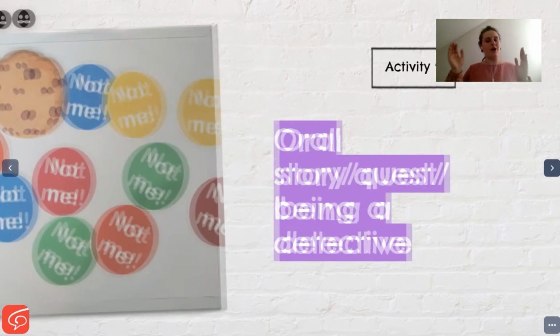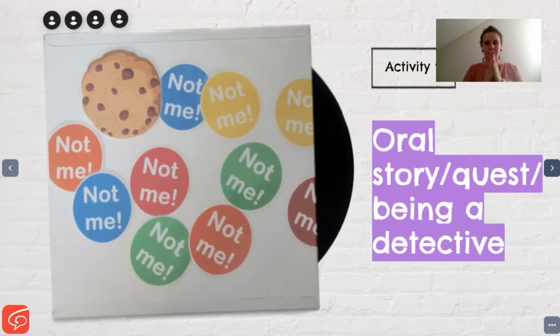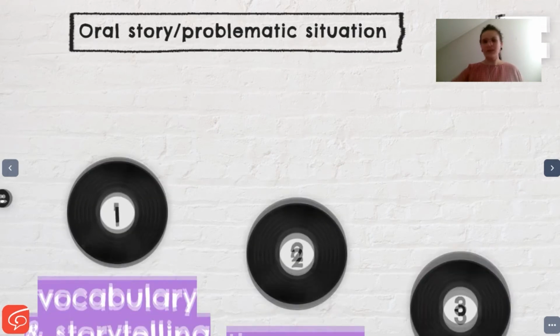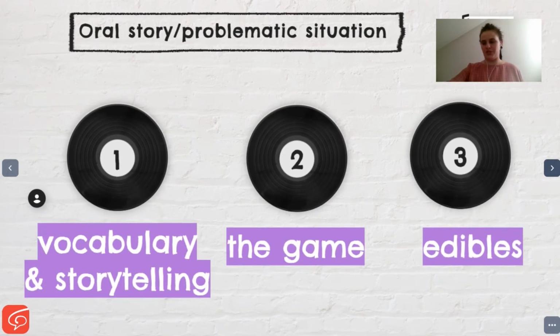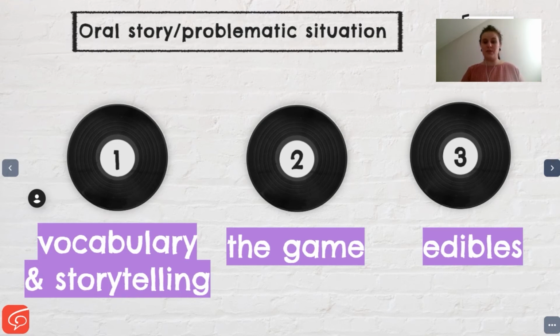Now, I hope you enjoyed this one, and I really hope that you're ready for the second one because this one is very exciting. So we have an oral story. It means you don't need any books, not even by a chance, okay? And you're going to have a quest and be a detective. How does it work? So you have, again, a problematic situation, but this one is more a quest. You have vocabulary and storytelling, then you go to a TPR game, and then you go to edibles.